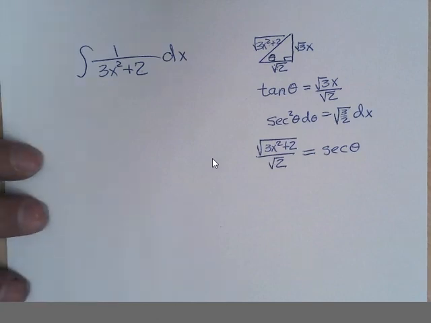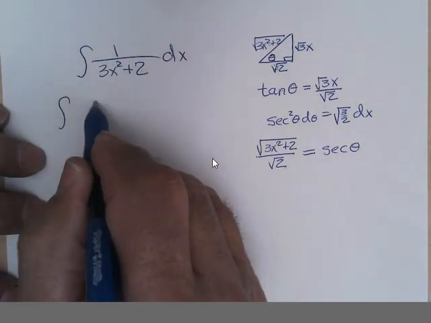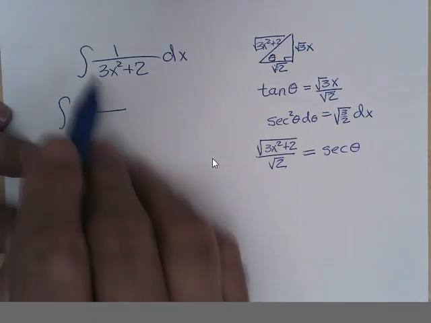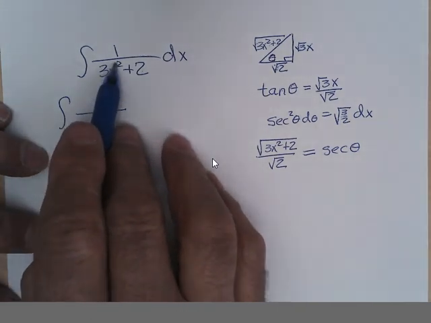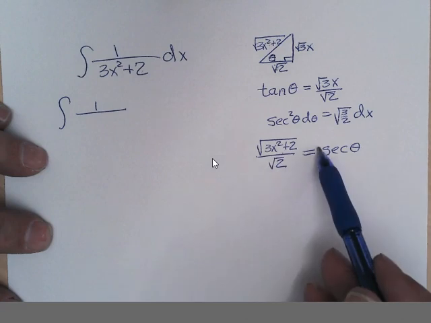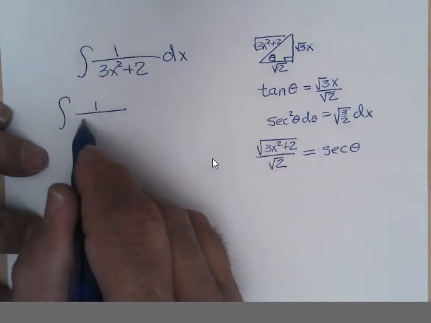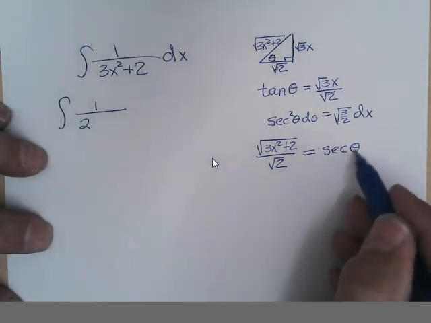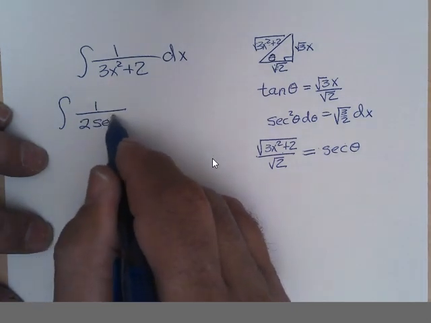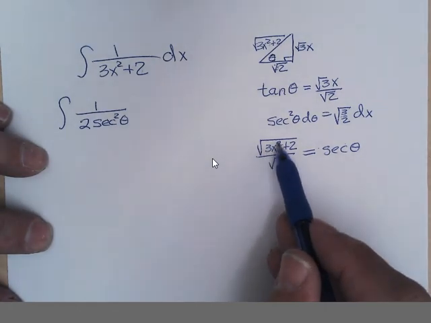So now I'm ready to make some substitutions here. 1, leave it alone. If there was a number, I would have pulled it out. The 3x squared plus 2 looks like I would have to multiply by the square root of 2 and square both sides. So I would get the square root of 2 squared, which is 2, and the secant of theta squared. 2 secant squared theta would be 3x squared plus 2.